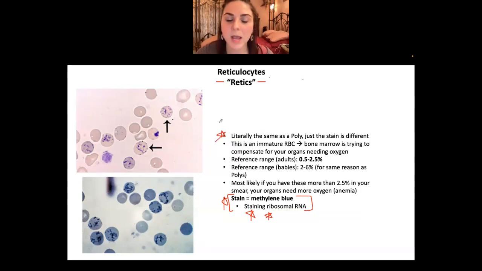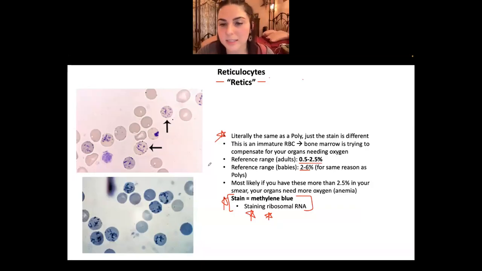So again, immature red cell, bone marrow is trying to compensate against lack of oxygen in some way, shape, or form. They can be normal in adults, up until about 2.5%. Babies, hopefully this makes sense now, you should see the reference range is higher.